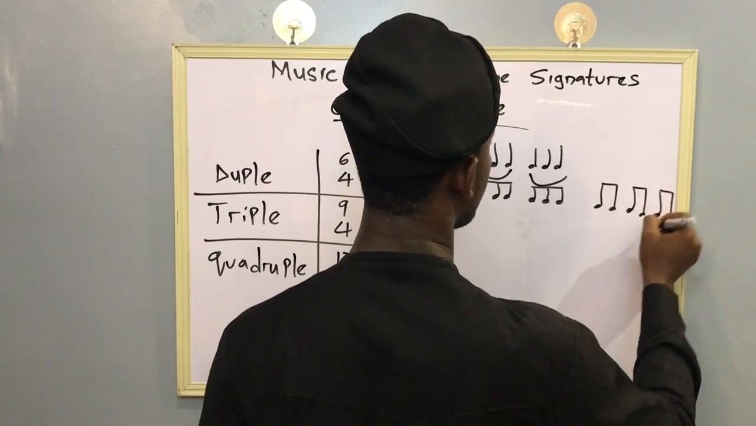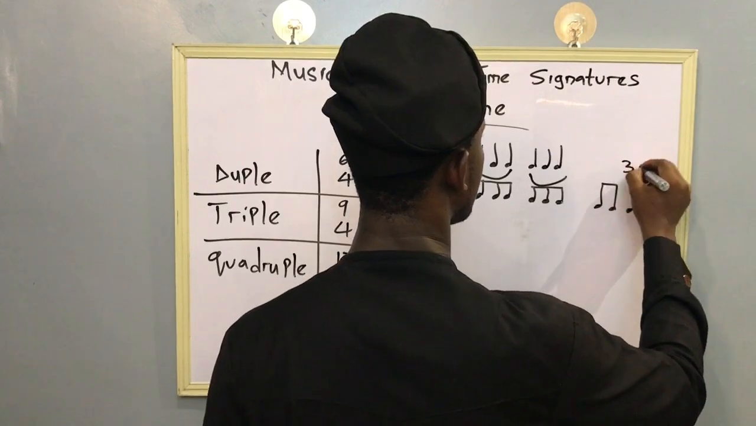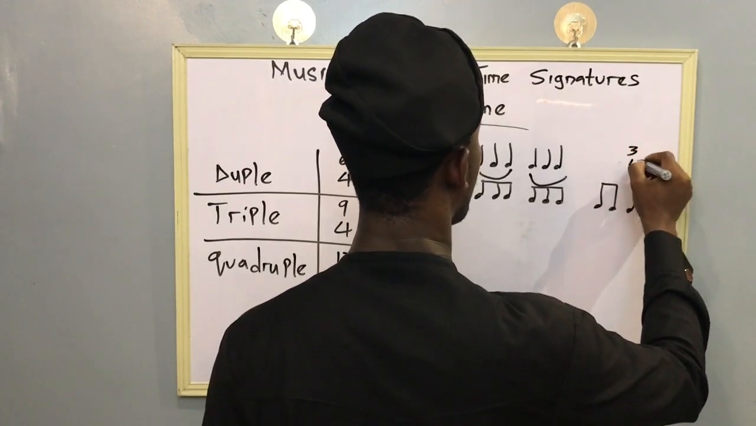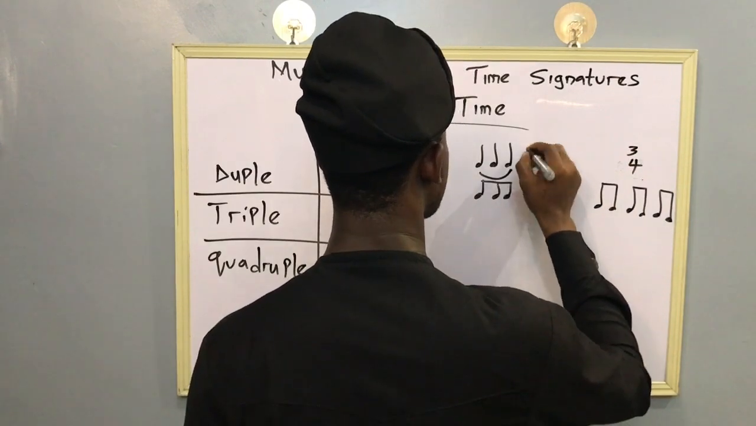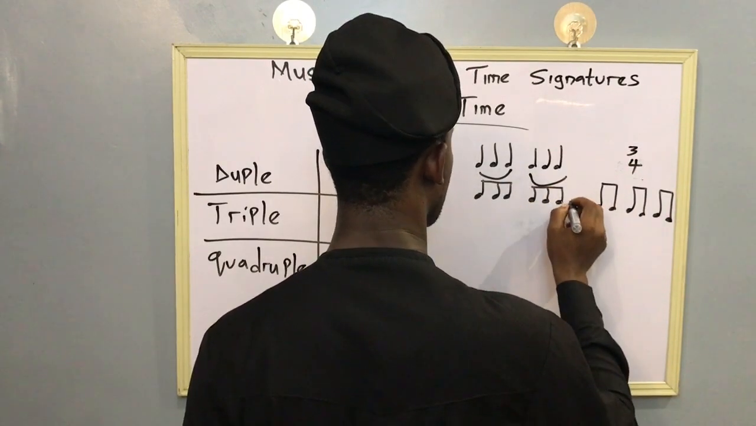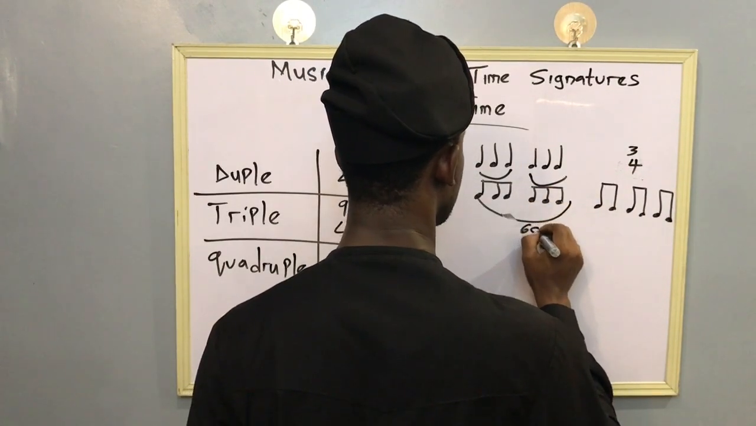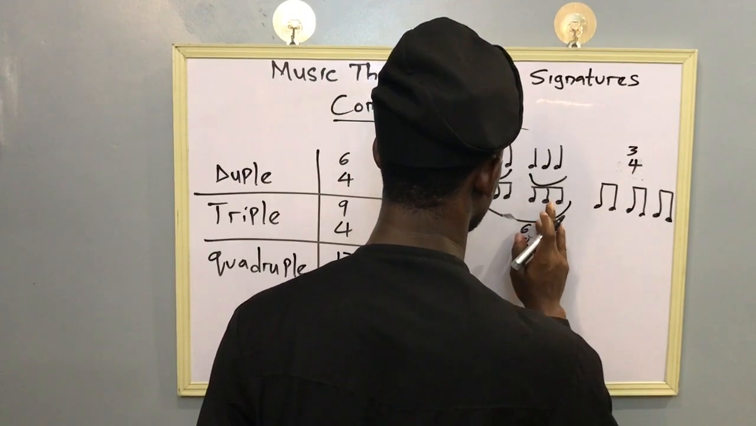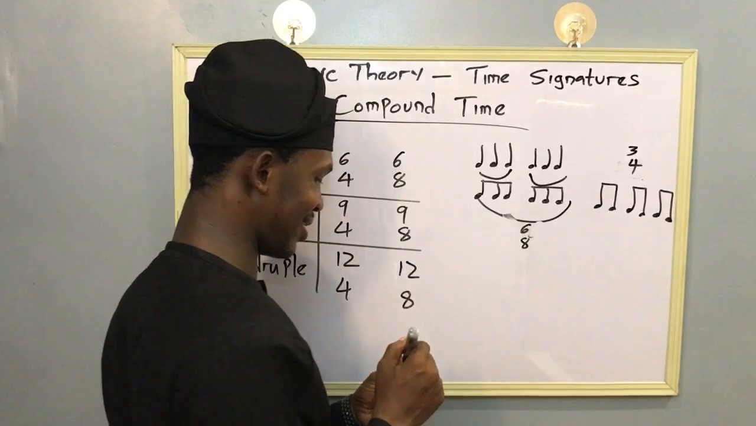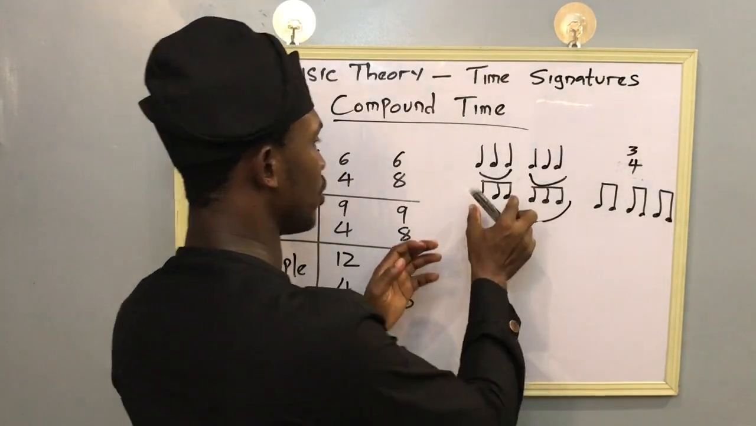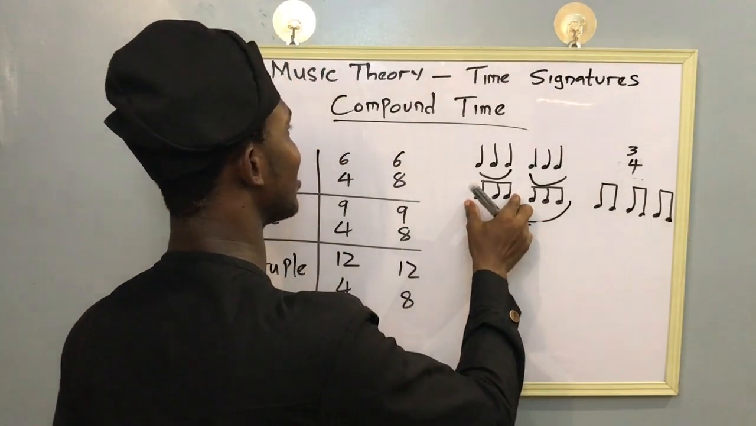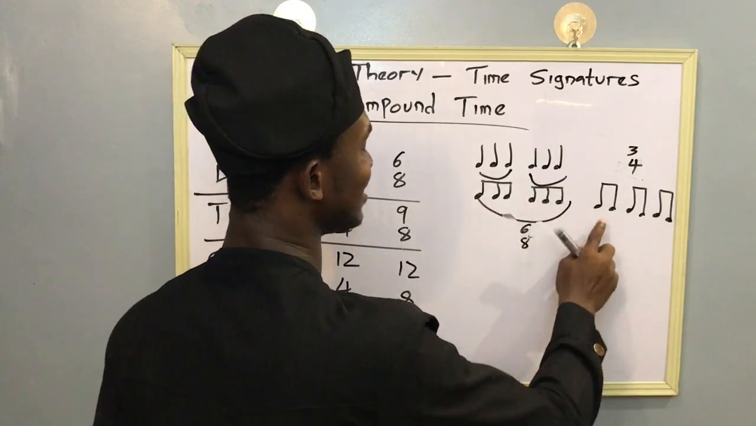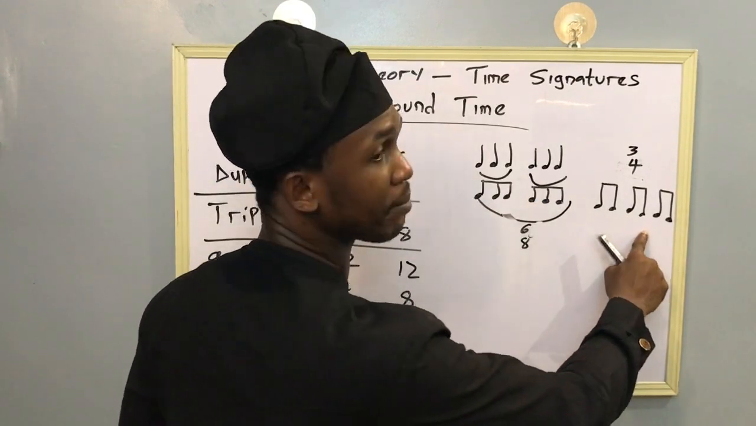I hope you're following me. So this is 3 4. Sorry, they should be above each other. 3 4. So this is 6 8. This particular one here is 6 8. Am I writing it beside each other? Okay, 6 8. So that is the difference, because this is a compound duple time, while this is a simple triple time.